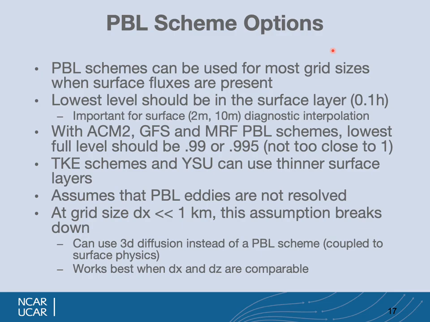PBL schemes can be used for most grid sizes when surface fluxes are present. So idealized cases, you may not need to run a PBL scheme if you don't have any surface fluxes, but generally in any real data case you would need a PBL scheme to be able to redistribute the surface fluxes realistically. The lowest level should be in the surface layer, which is about 1/10 of the PBL height, so typically we would put our lowest level within 100 meters of the ground, more likely 50 meters from the ground or 10. This is also important for the diagnostics of the 2 meter and 10 meter quantities that come from the surface layer scheme.